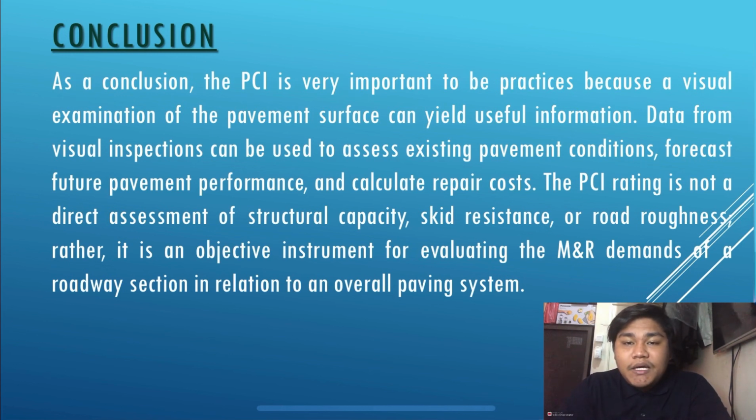As a conclusion, the PCI is very important to be practiced because a visual examination of the pavement surface can yield useful information. Data from visual inspection can be used to assess existing pavement condition, forecast future pavement performance and calculate repair costs. The PCI rating is not a direct assessment of structural capacity, skid resistance or road roughness. Rather, it is an objective instrument for evaluating the M&R demand of a roadway section in relation to an overall paving system.